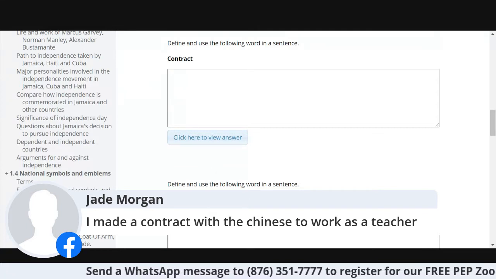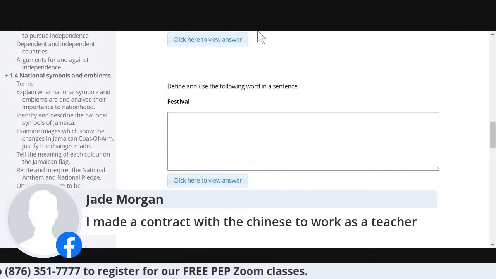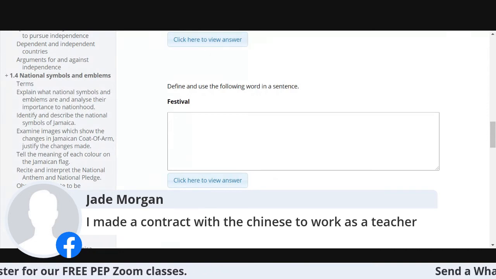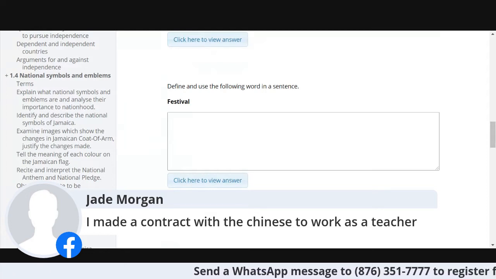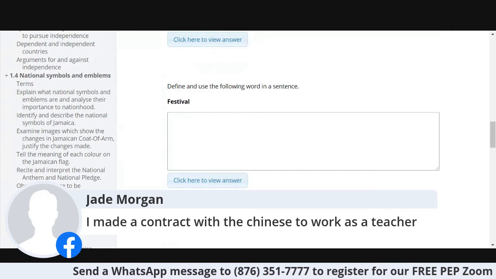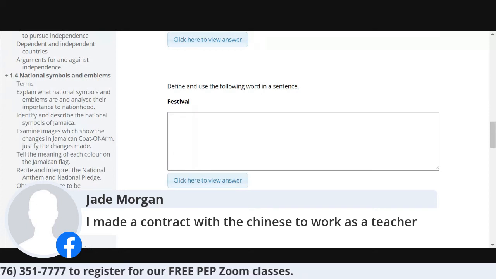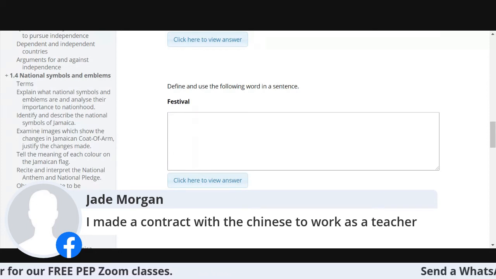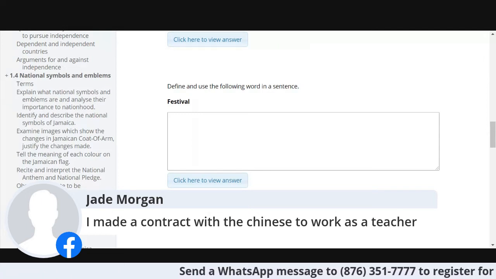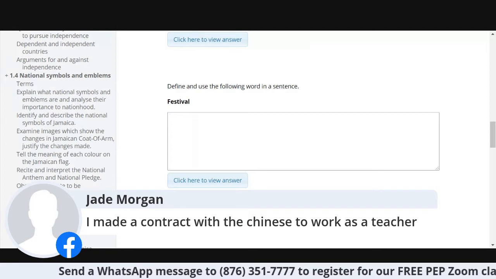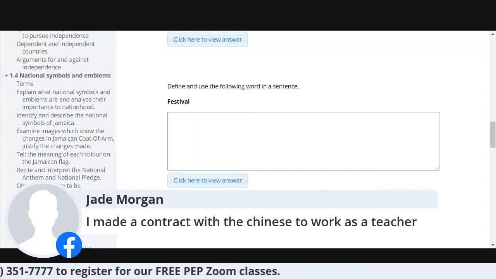So let's look at the other term or word. Festival. Let me see how you handle that. Because at the end of the day, what the curriculum is saying is that you should know these terms and you should be able to use them in sentences. Okay? And we're going to check that in a little bit. So festival. Okay, guys, let's start posting your festival sentences.